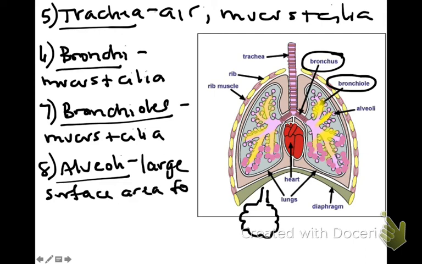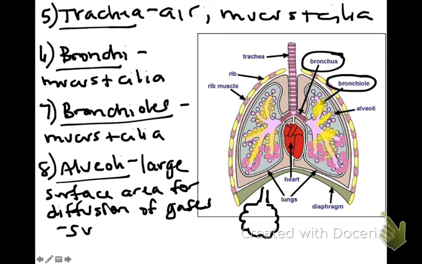And that's going to be for all of the gas exchange, for all of the diffusion of gases. And those gases, remember, that are important are the oxygen and CO2 moving back and forth. And these alveoli are surrounded by your blood capillaries, which is where the oxygen and the CO2 are being carried.